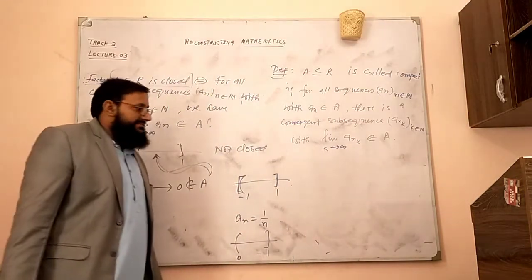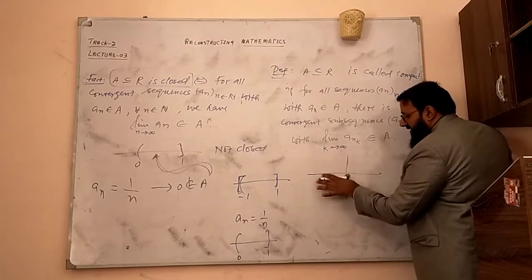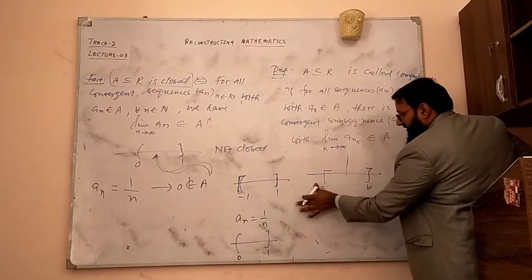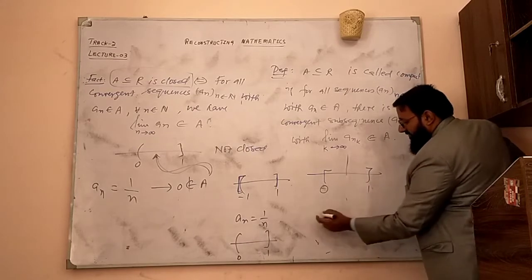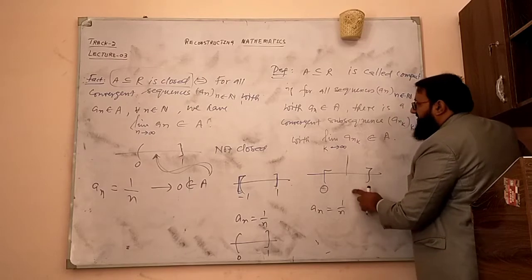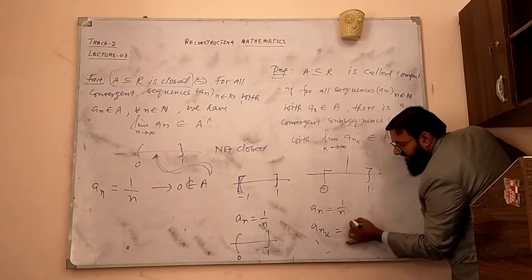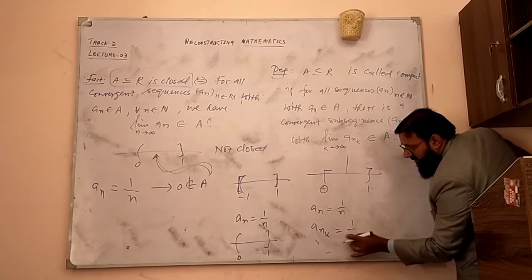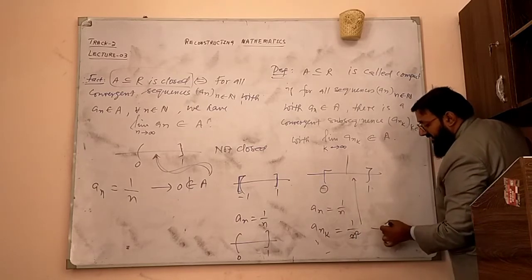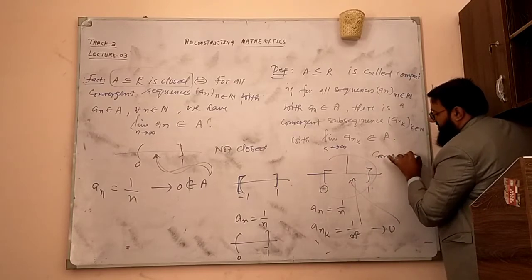For example, again I take a closed interval from a to b, or from 0 to 1. My sequence is this. All the terms of the sequence lie in this one? Yes, sir. Okay. I take any subsequence, let's say 1 over n squared, or something like that. All the terms lie in this one. The limit is 0 that lies in this one, hence this set is compact.